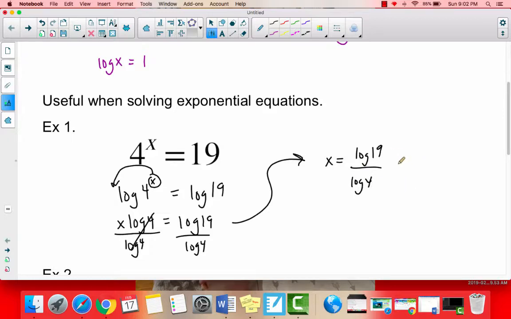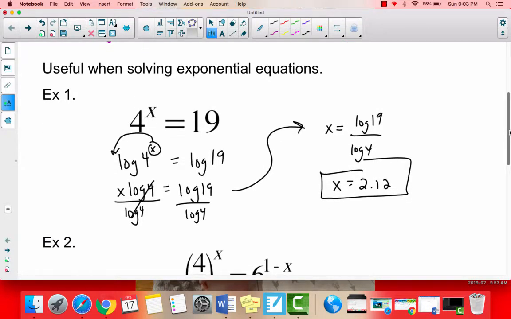And then you just have to go to your calculator. Be very careful when you type this in your calculator that you use parentheses. So you'll type log of 19, make sure you close the parentheses around it, and then you can say divided by log of 4. And when you do that, you get x is equal to 2.12. So make sure that you type it in your calculator and that you get the same thing. And if you don't, make sure you ask me in class and I can see how you're typing it in and make sure you're doing it correctly. Okay? So there's our first example of using common logs.